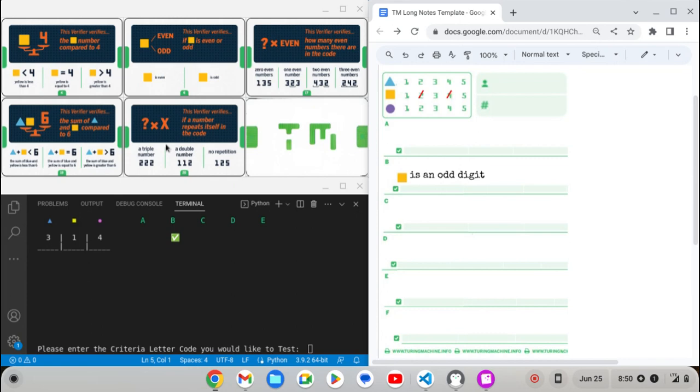One thing I'd like to find out is, are there no repetitions, or is there a double digit? So let's go ahead and test criteria card E. Okay, so the Turing machine does not approve of my proposal. Notice that in my proposal 314, the digits are all distinct, meaning there are no repetitions. But the Turing machine does not approve of that. So it's either a double number or a triple number. Let me write that down in my notes for section E.